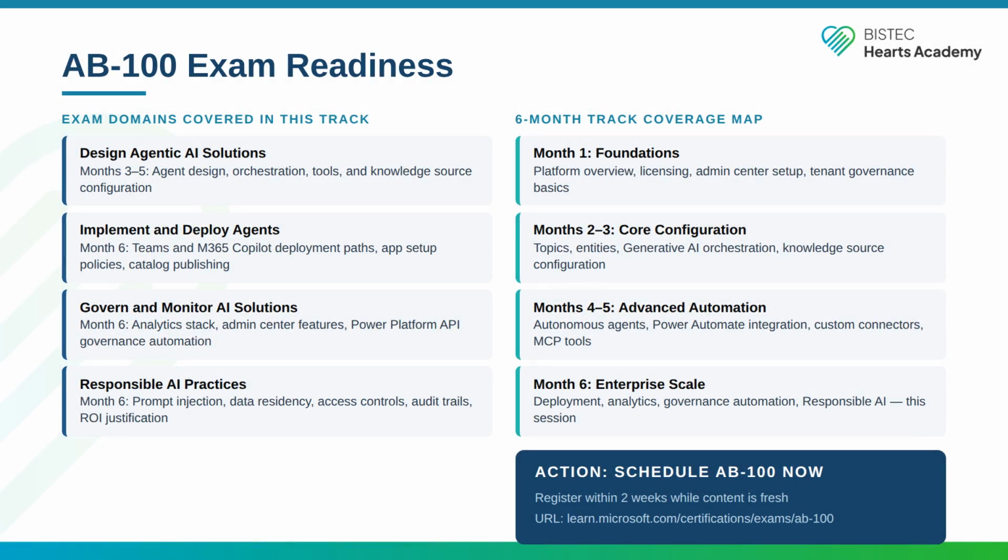The AB 100, Agentic AI Business Solutions Architect certification covers 4 exam domains, and this 6-month track was structured specifically to address all of them with applied hands-on content. The Design Agentic AI Solutions domain was covered in months 3 through 5: Agent Design Principles, Orchestration Engine Behavior, Tool Bindings, Knowledge Source Selection and Configuration, and the Custom versus Declarative Agent Decision Framework.